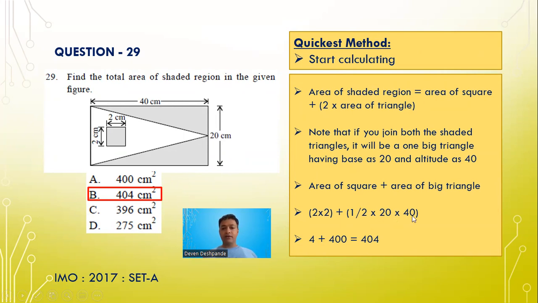So half of 20 into 40 will be the area of the big shaded triangle, plus the area of the square. What is the area of the square? 2 into 2, which is 4, isn't it? And half of 20 into 40: half of 20 is 10, 40 tens are 400. 400 plus 4 is 404. So the area of the shaded region will be 404.